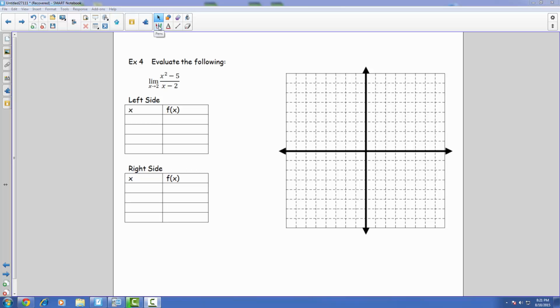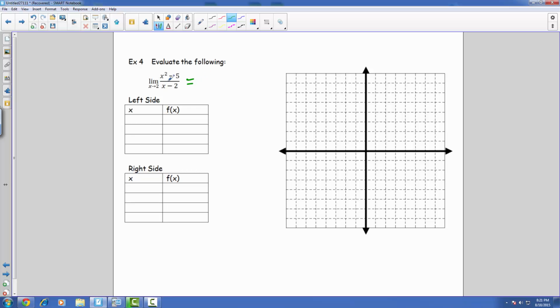Now we're looking at example 4 from the 1.2 set of notes. We're asked to evaluate this limit graphically and looking at the table. Now, if we go ahead and just look for some common things like what is our vertical asymptote here, or maybe some holes going on, we don't really know.